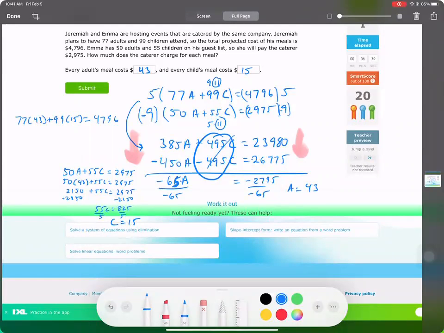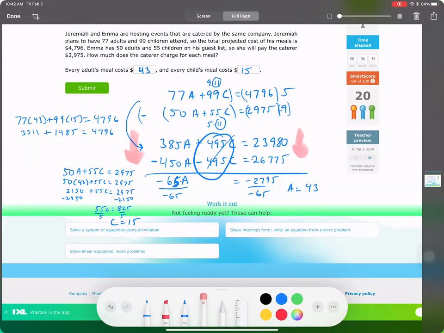77 times 43 is 3,311, and 99 times 15 is 1,485. And do they add up together to become 4,796? They do. This does become 4,796. So we have double checked and we found that we can find the values of each of these meals in this crazy complicated situation.